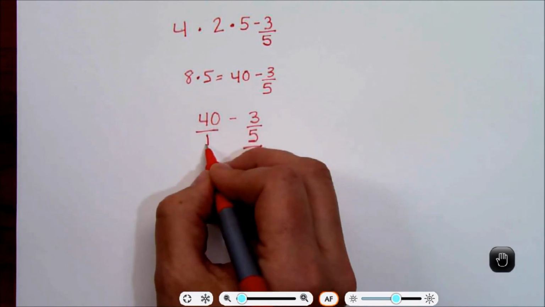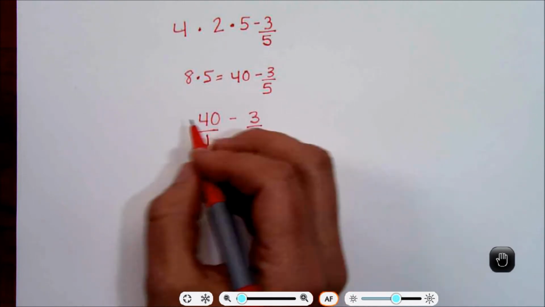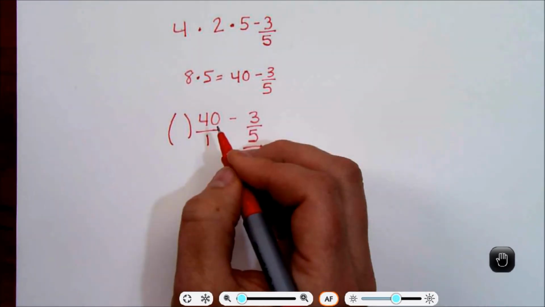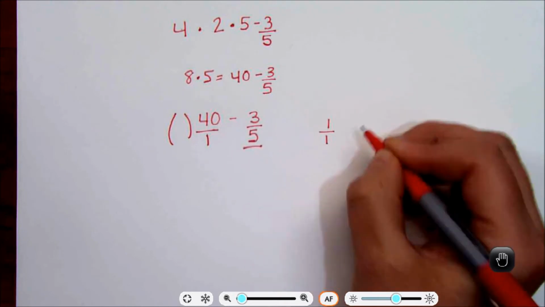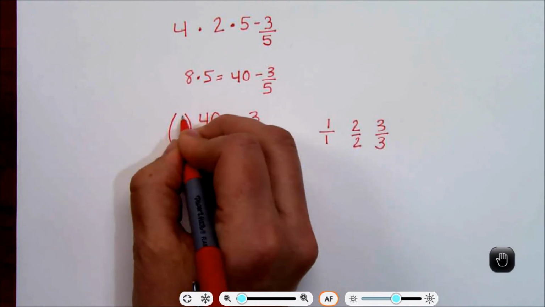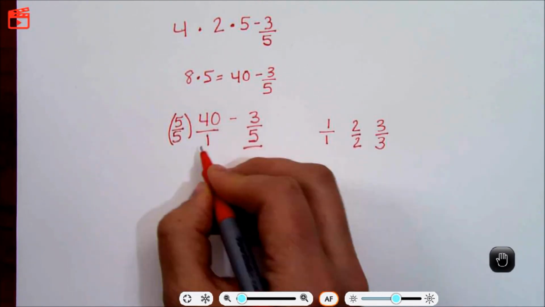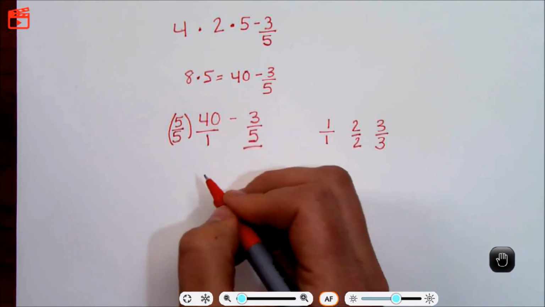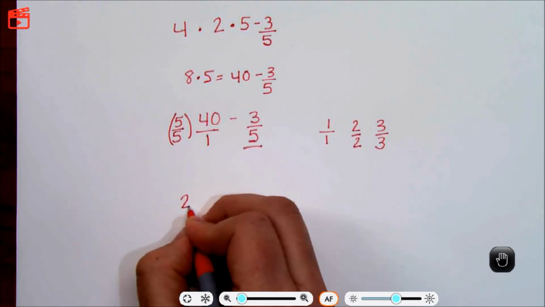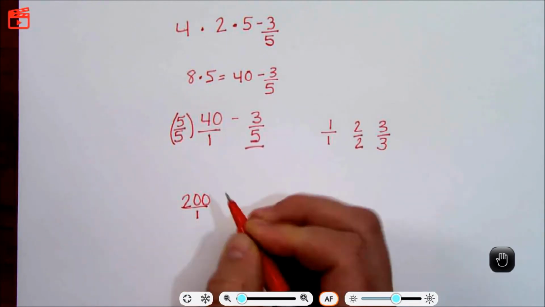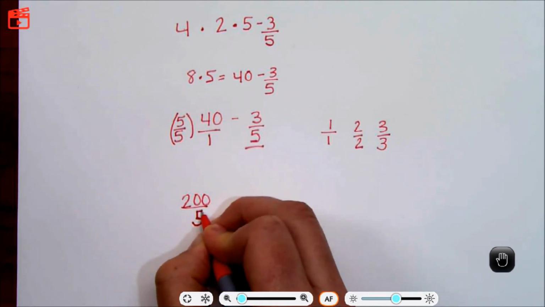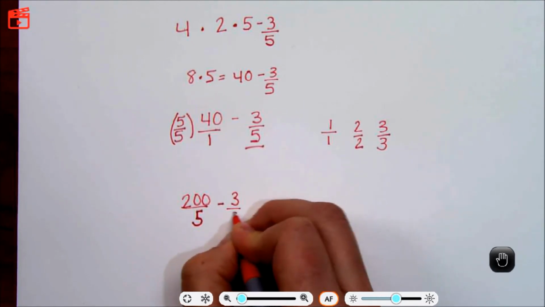But if we're going to change this to a 5, what we're actually doing to keep the value of 40 is multiplying it by a fraction that's equal to 1. A fraction equal to 1, remember, is anything like 1 over 1, 2 over 2, 3 over 3. So here we're going to multiply 5 over 5 because we want our denominator to be 5. So our fraction here is going to be 200 over 1. And 200 over 5, I'm sorry if I just messed you up, minus 3/5.